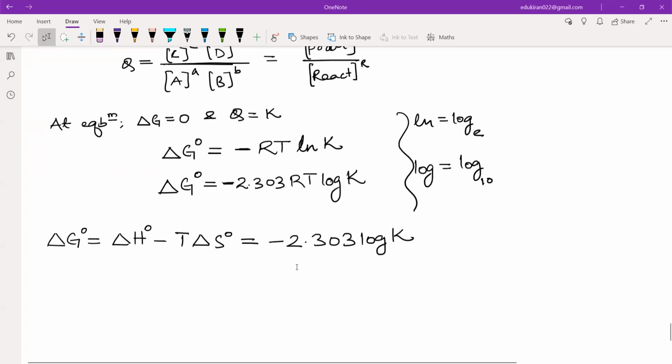Okay. So now I think everything is completed in your thermodynamics. Now we are going to do equilibrium.